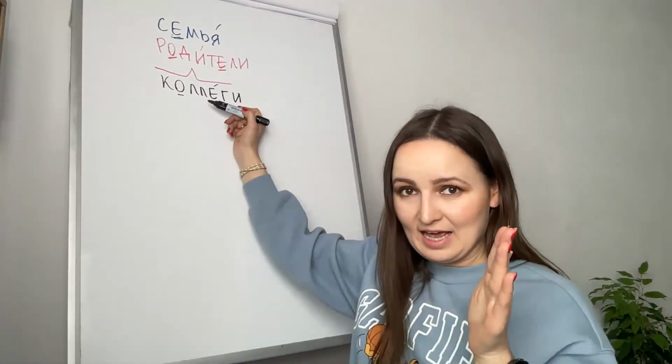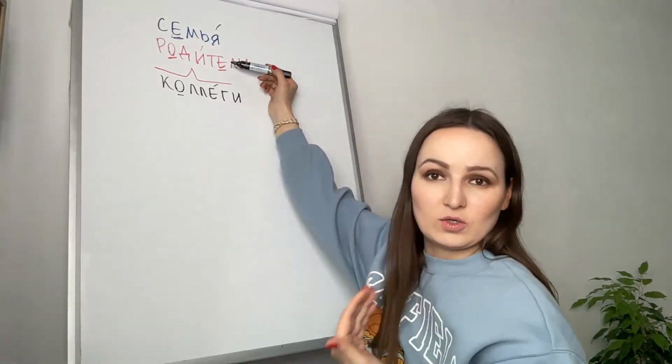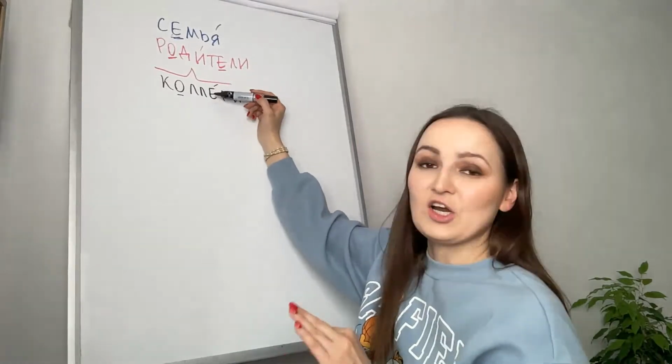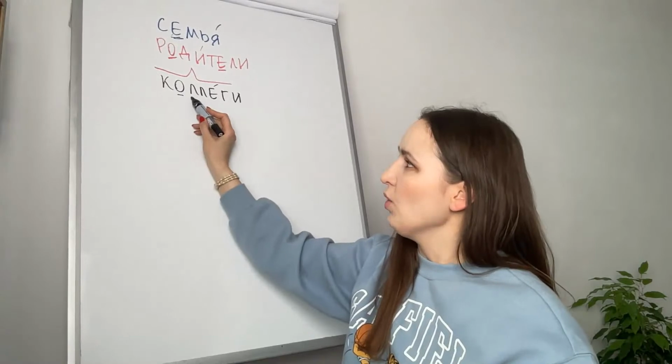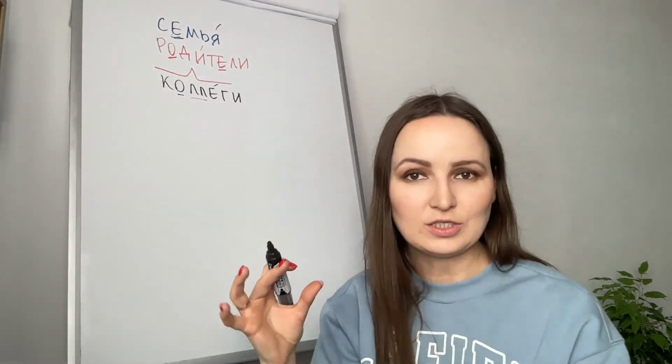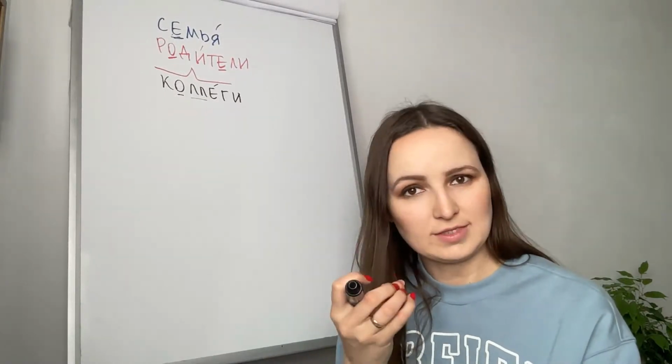Pronounce it as ye, not as e. We pronounce it as e here because it's not stressed. But when it's stressed, pronounce it as ye. Коллеги. When we have double letters, like double L here, you should pronounce them.